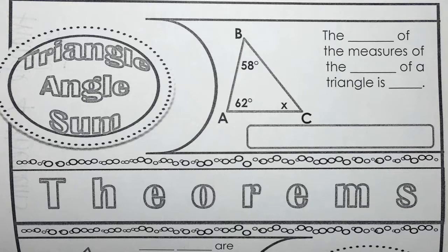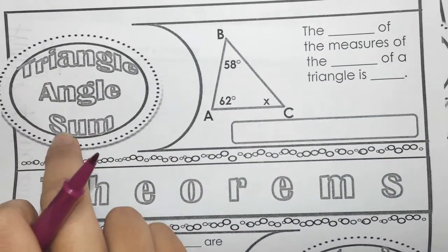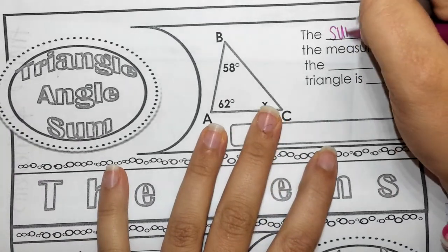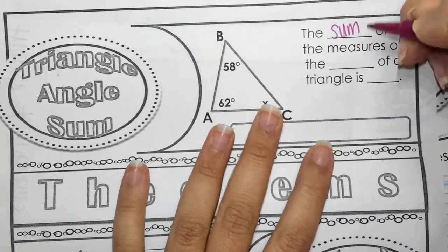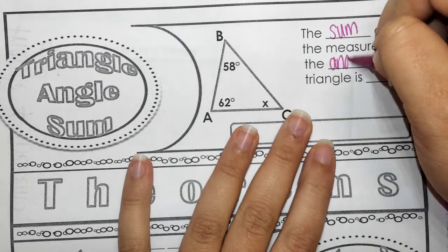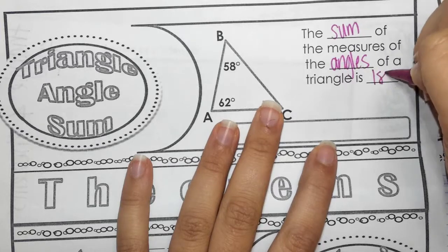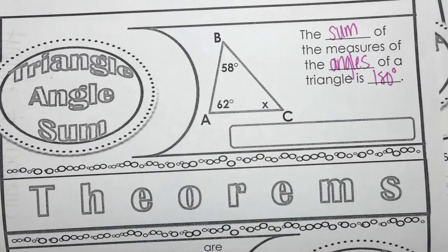Here we go. So the triangle angle sum theorem. This is our first theorem. The triangle angle sum theorem means that the sum of the measures of the angles of a triangle is 180 degrees.